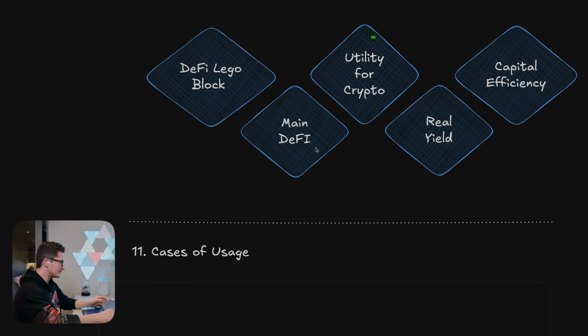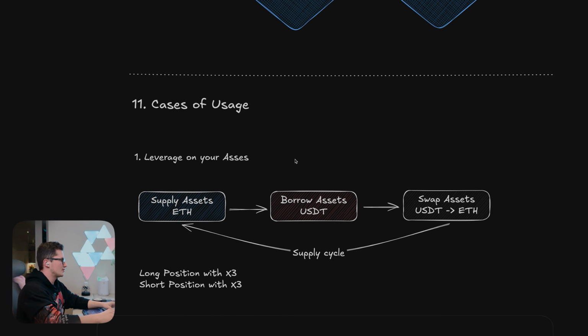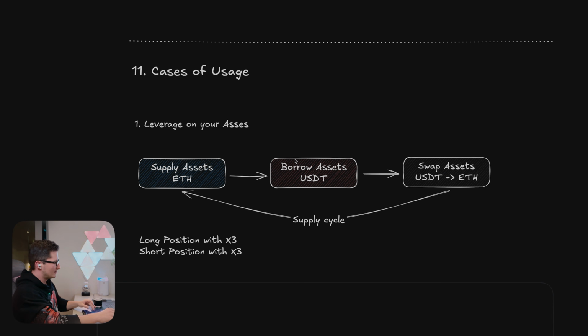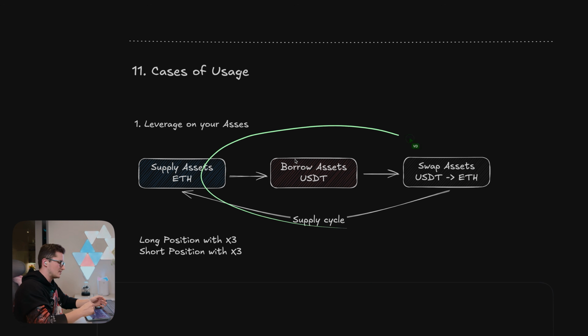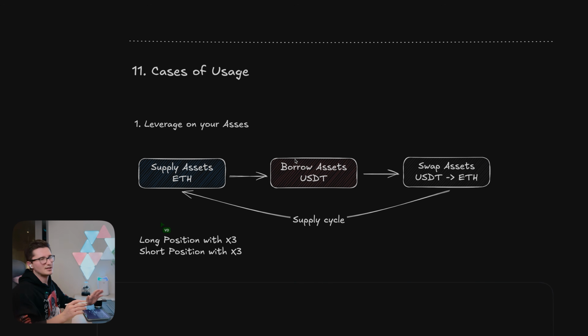Let's go to the cases of usage for lending protocols. So one case, the first one, is leverage. Easy. You can supply ETH, you can borrow USDT against your ETH, then you can swap USDT to ETH immediately and supply again, and repeat these supply cycles several times. What you will get is a long position with X3 leverage, something like this.